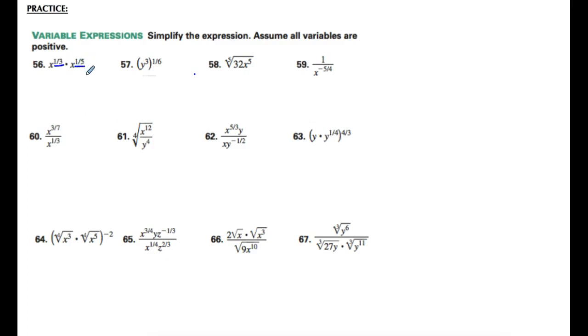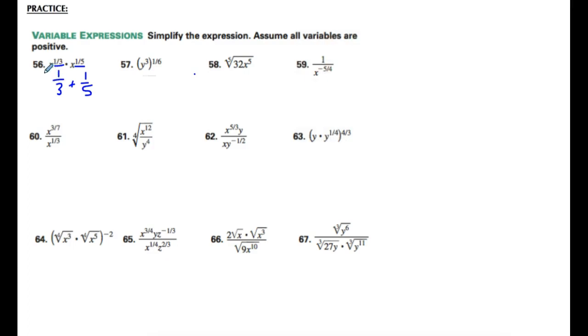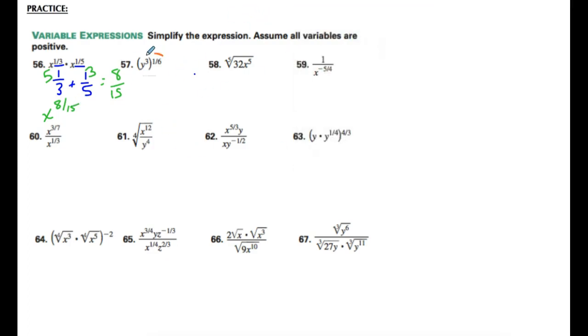Again, here, because I'm multiplying bases, I can add my exponents. So 1/3 plus 1/5. My common denominator between 1/3 and 1/5 is going to be 15. So I'm going to multiply this first fraction by 5, the second fraction by 3, and I would get 8 over 15. So that would be x to the 8/15. In the second example, exponent to an exponent means I multiply 3 times 1/6 is 3/6 or 1/2. So I get the square root of y, or I could do y to the 1/2.